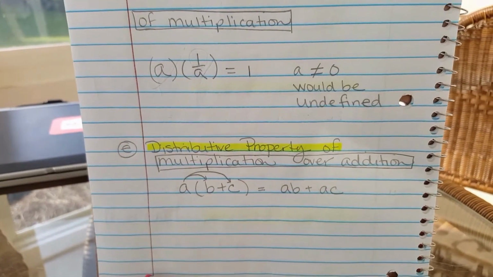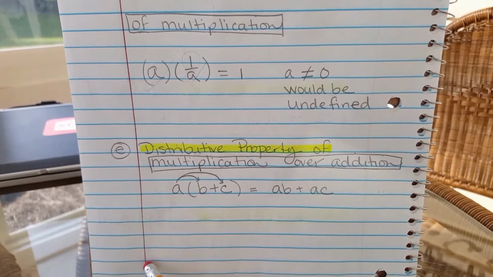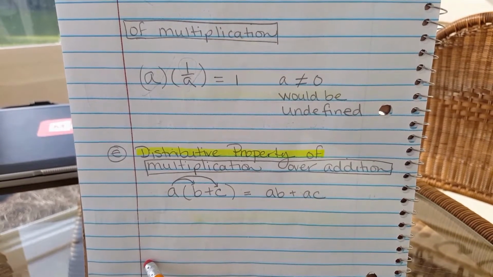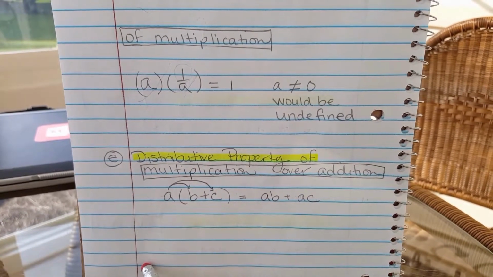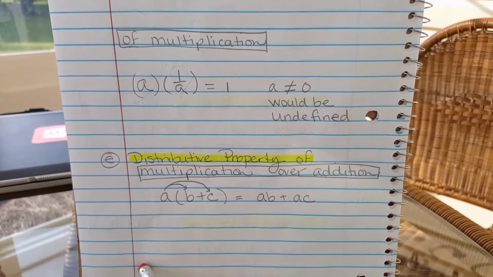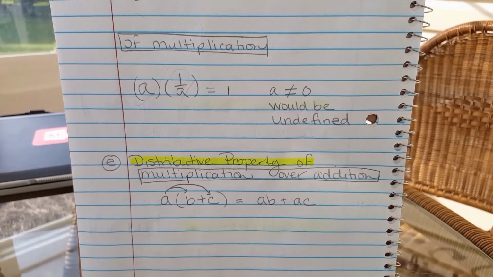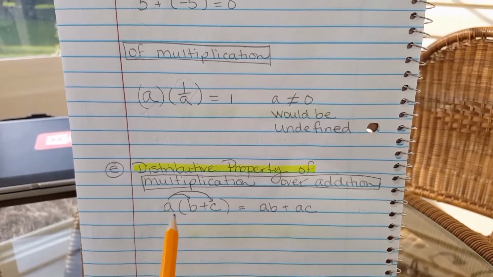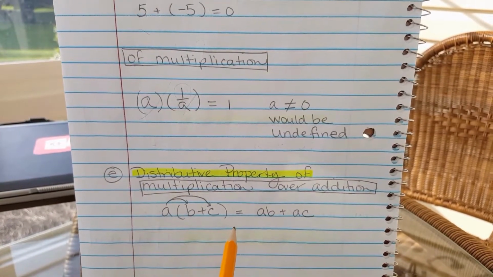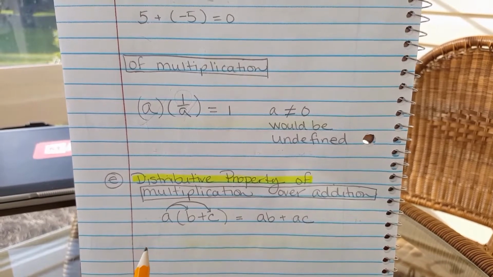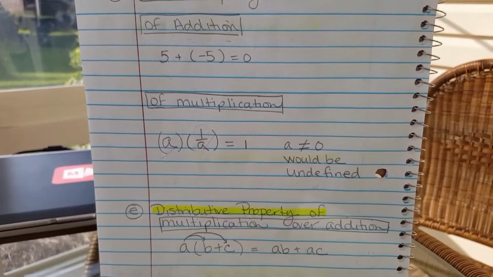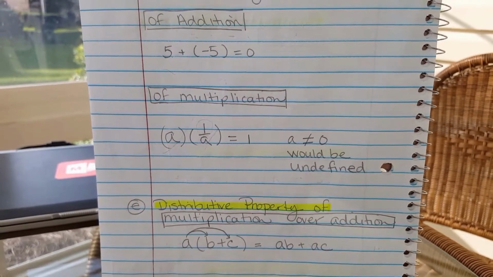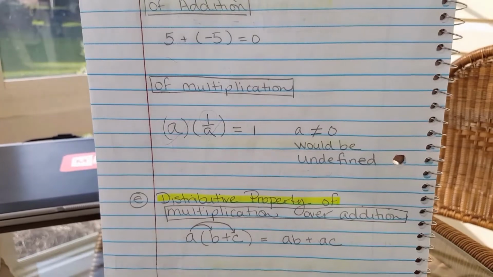E, the distributive property of multiplication over division. Okay, simply states that a times, in parentheses, b plus c is equivalent to a times b plus a times c. You simply are distributing this a across this parentheses, okay? All right, so these properties are going to be seen over and over and over again. They're one of those things that you don't even realize you're doing them. You may not know the names of them, but you're using these properties all the time, okay?